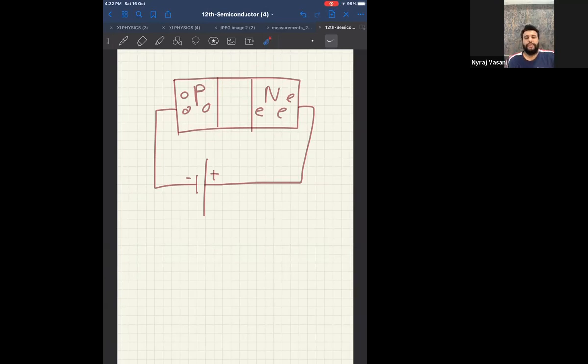So on the depletion layer, I have to put a glass panel. Just let me know if you have understood, or else I'll explain again.